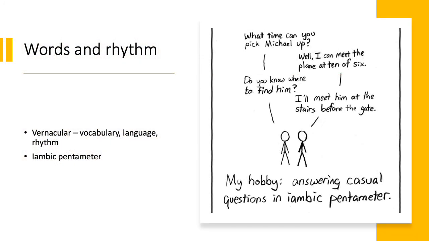So Chaucer decided to write his Canterbury Tales in the vernacular, and he chose vocabulary to suit the people who would be reading it. He chose the language that would suit the people that would be reading it, but he also used a very specific rhythm, and that rhythm was called iambic pentameter. And that is what we're going to learn today.